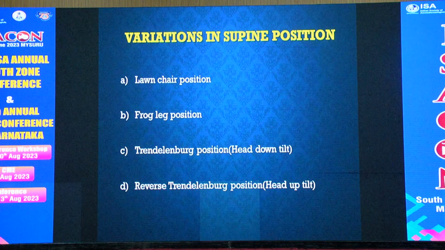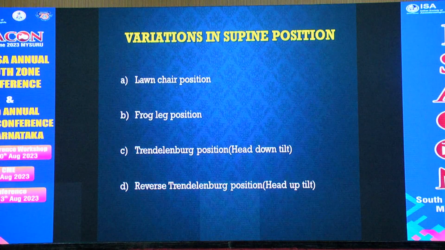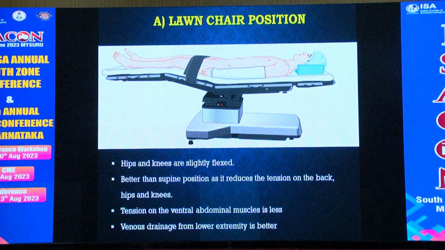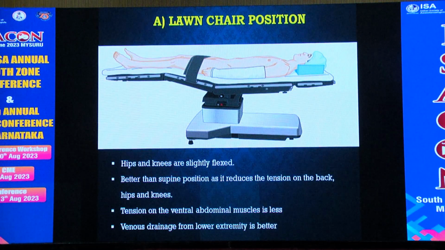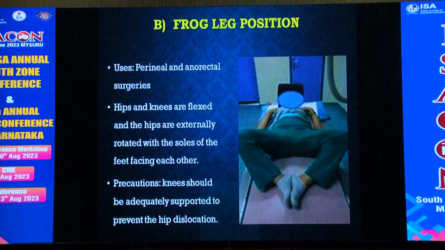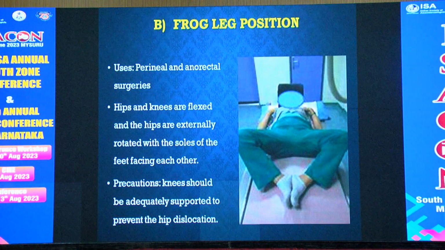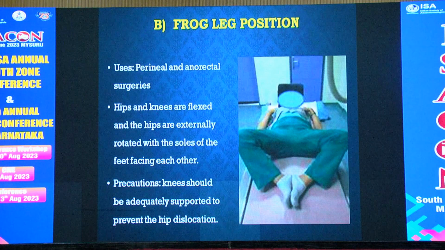So coming to the variations, we have 4 variations in supine position. These are lawn chair, frog leg, Trendelenburg and reverse Trendelenburg. Coming to lawn chair, it's almost the same as supine except the hips and the knees are slightly flexed. So it is better than supine position because the tension on the ventral abdominal muscles and the back is released, so venous drainage will be a little better. Next is the frog leg position, wherein the feet of the patient are kept together, and this is better for surgeries of the perirectal and anal regions.